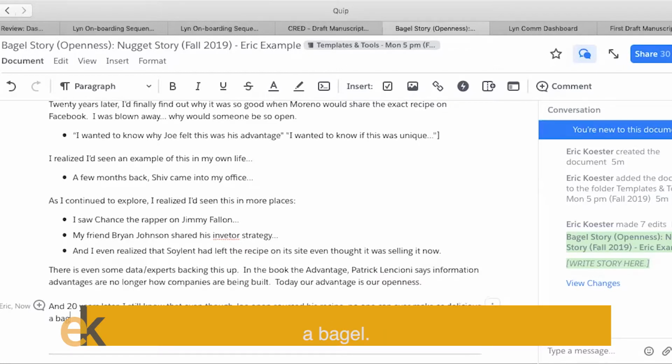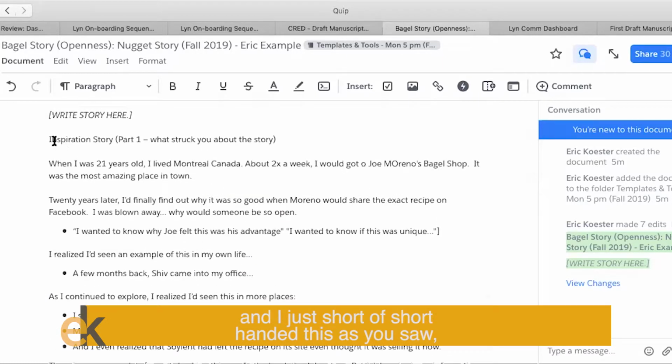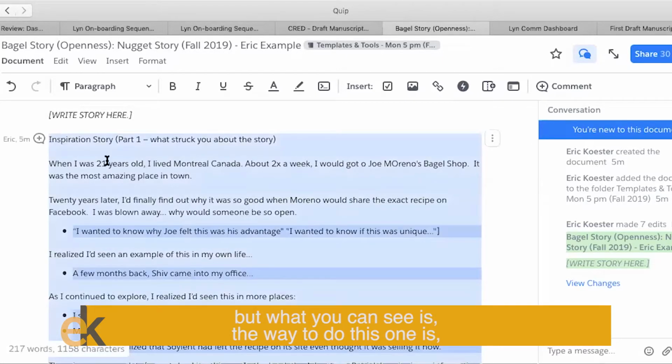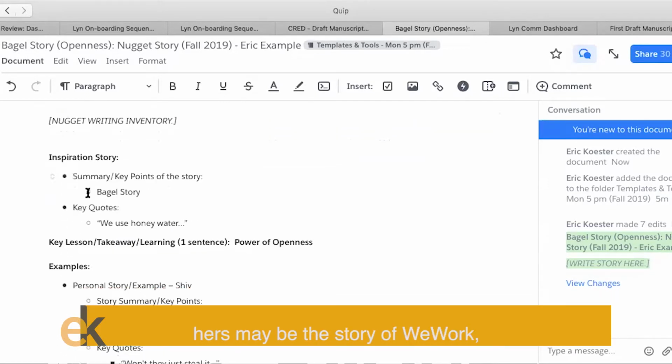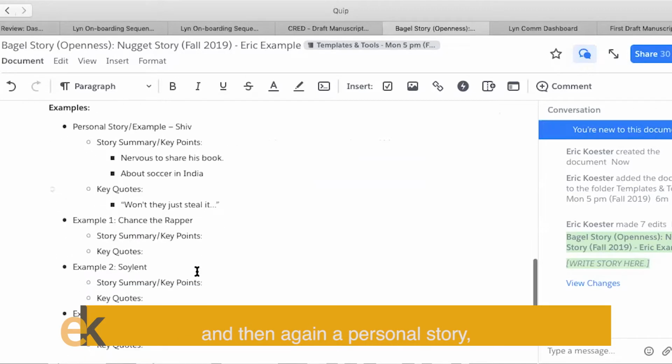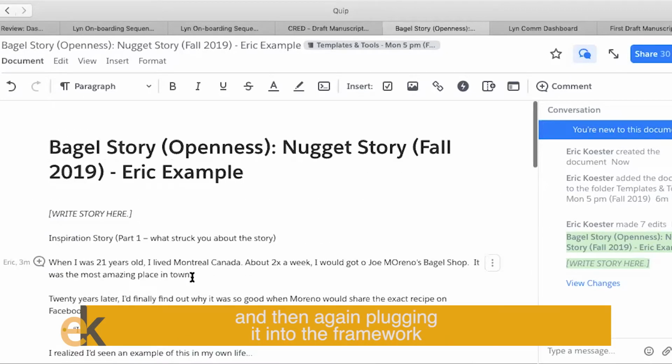All right, so again, what I basically did here, and I just sort of shorthanded this as you saw, but what you can see is the way to do this one is I wrote 200 words just by kind of organizing my thoughts in this way. And so taking that nugget, and so again, as Audrey sort of shared here, hers may be the story of WeWork, and this sort of quotes that she heard that made her think about it, and then again, a personal story, some other examples, and then again, plugging it into the framework can help you really write something much, much faster.